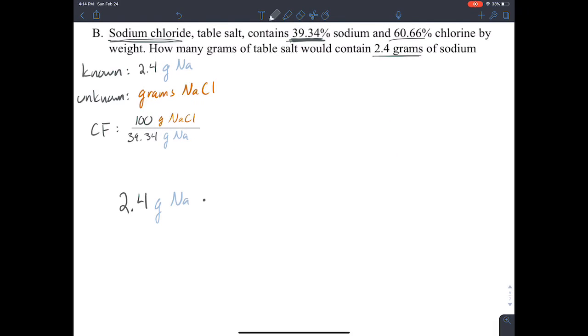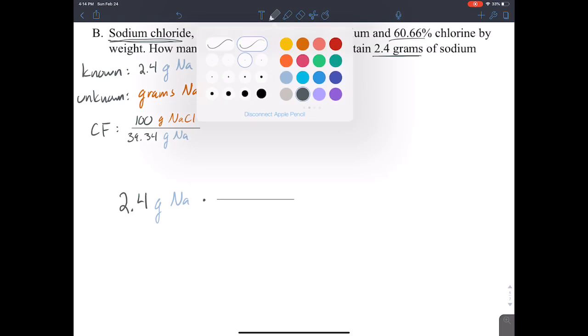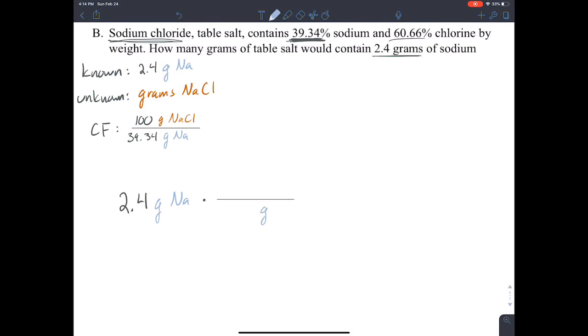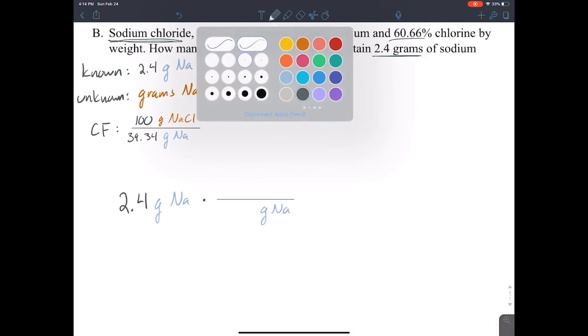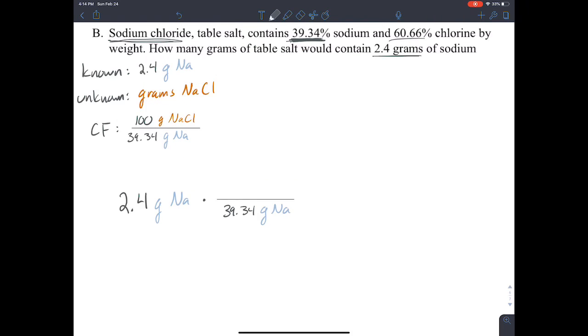So I put my known, and I'm going to multiply it by a conversion factor. I want grams of sodium to cancel, so I'm going to put this down here, and I look at my conversion factor, I see that it's 39.34 grams of sodium for every 100 grams of sodium chloride. So that means that my grams of sodium are going to cancel. Normally in the above problems, we had a 1 in one of these places. This isn't so. It's going to be 2.4 times 100 divided by 39.34. But that's not that bad.